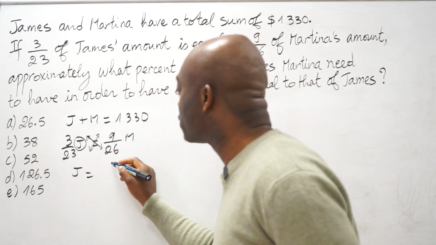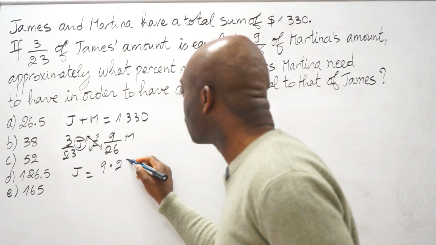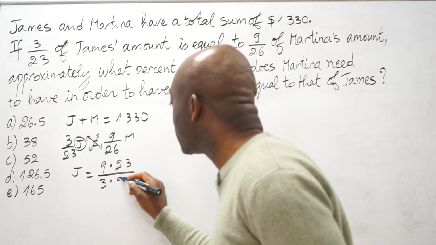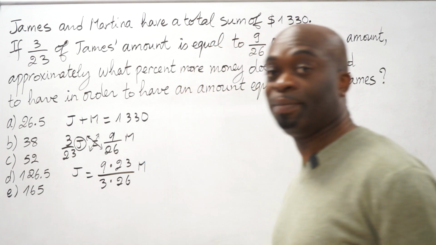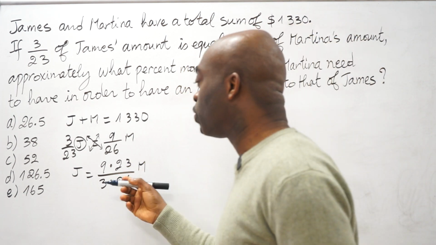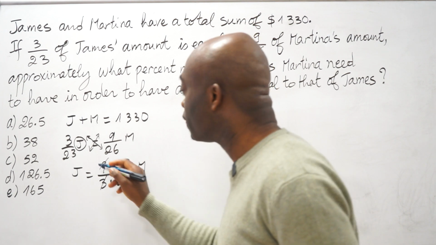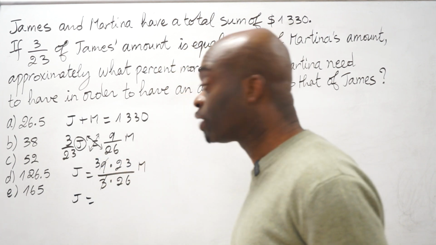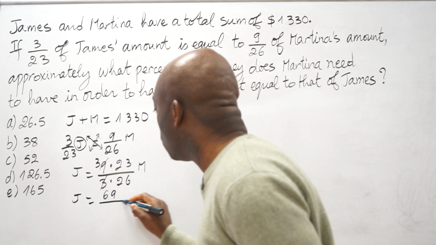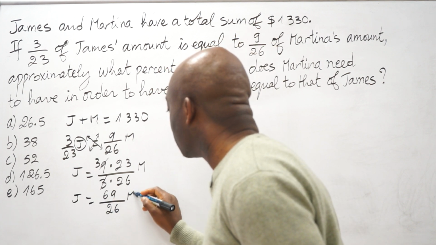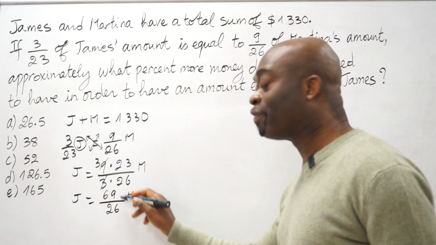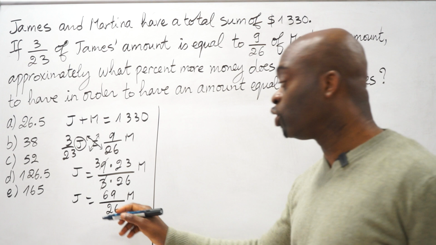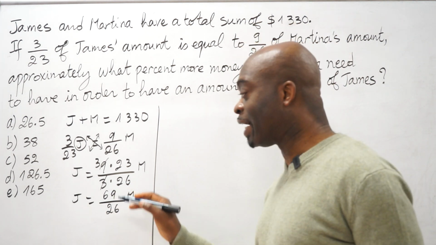That would be 9 times 23 on the top over 3 times 26 at the bottom, and then don't forget about M. Now, very quickly, we can do 9 divided by 3, which is 3, so that we can then multiply 3 by 23, which gives 69 over 26 M. We can't reduce this any further, because no number goes into those two evenly. So we keep it as this for now.